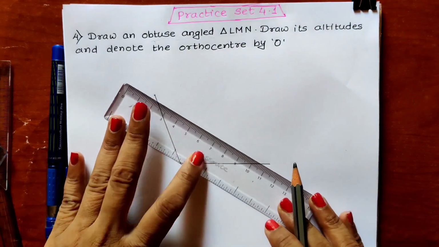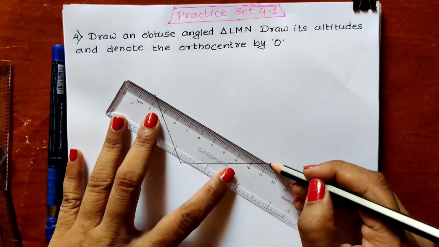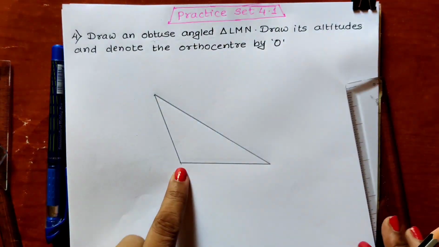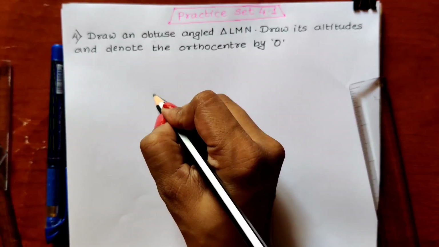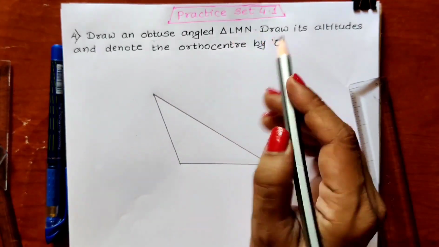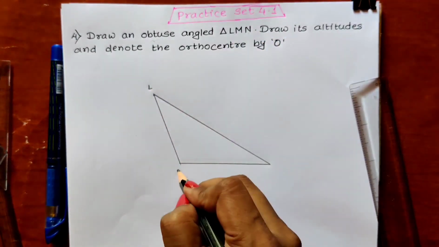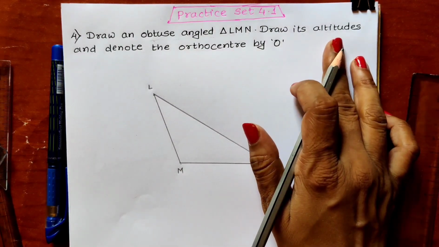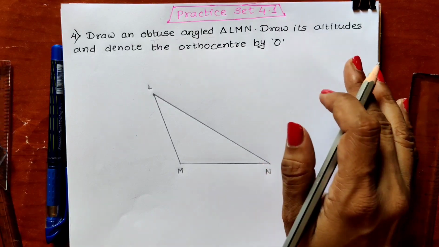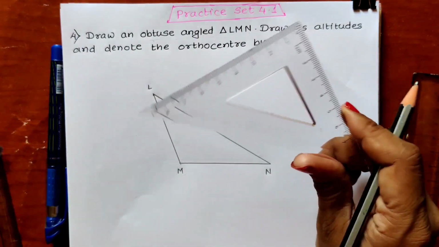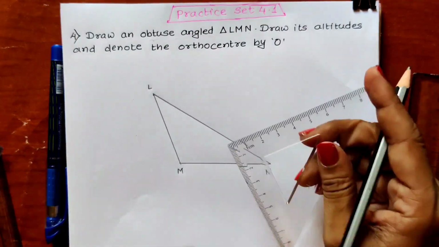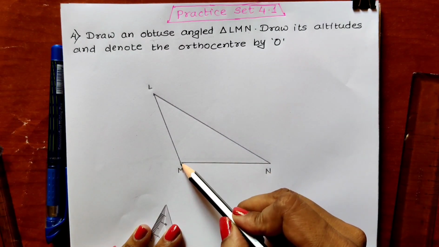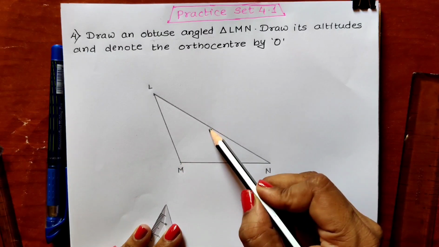And in this way we can draw an obtuse angle triangle. This angle is greater than 90 degrees. So this is triangle LMN. We have to draw the altitudes. So for drawing altitudes, we have to use our set square. You all know we have to use set square for drawing altitude. So let us first draw the altitude from vertex M on its opposite side.